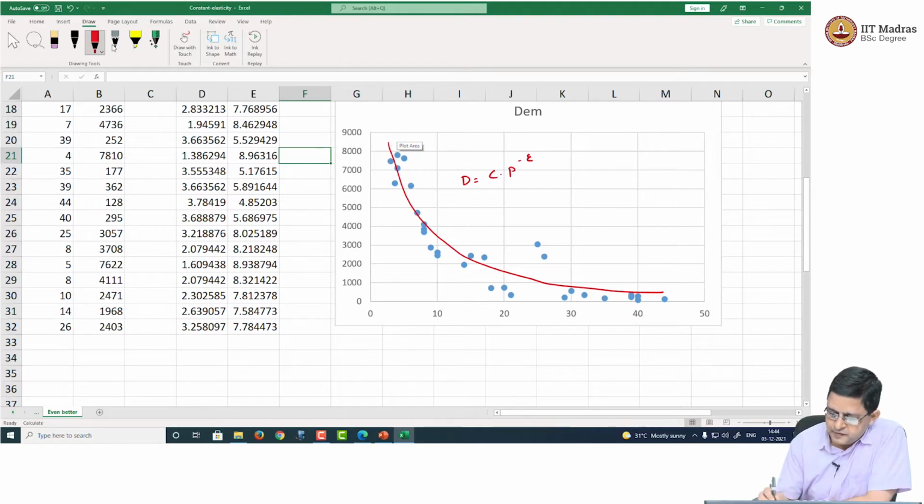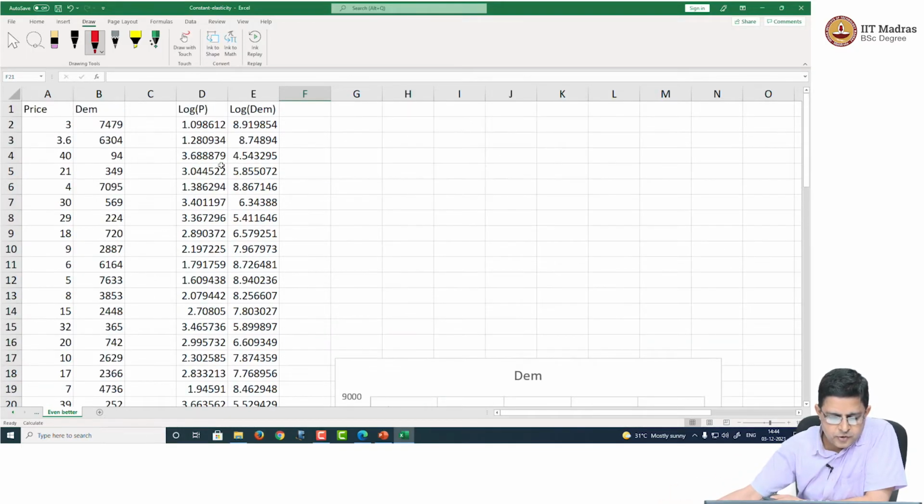So, with this we have already seen this is clearly non-linear. You really can't apply linear regression to this. To apply linear regression to this, what did we do? We took a log of both sides. Even though we say log, I have taken natural log here.